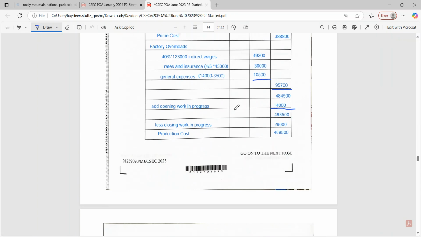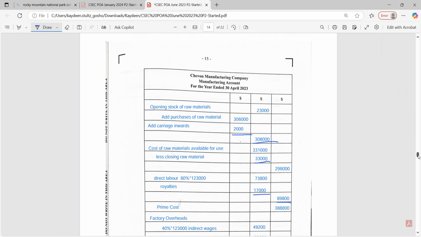So we're going to add opening work in progress. So that's 14,000. When we add 14,000 to 484,500, we get 498,500. We're going to minus closing work in progress. So that's 29,000. And in total, when we subtract 29,000 from 498,500, we get a production cost of 469,500. And you normally double underline that figure.